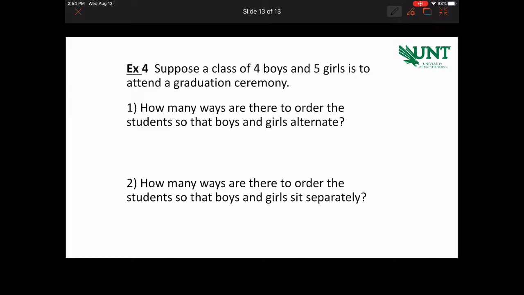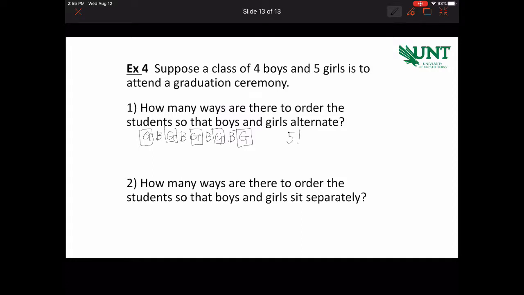Exercise 4. Suppose a class of 4 boys and 5 girls is to attend the graduation ceremony. First question. How many ways are there to order the students so that boys and girls alternate? Solutions. The only way to let all boys and girls sit alternately is girl, boy, girl, boy, girl, boy, girl, boy, and girl. Let us choose the girl to sit in each spot. Well, 5 factorial ways we can choose.